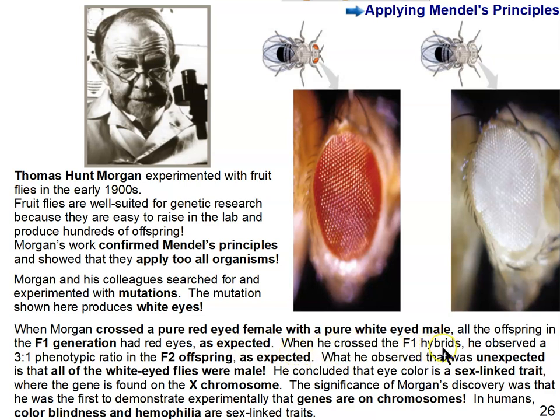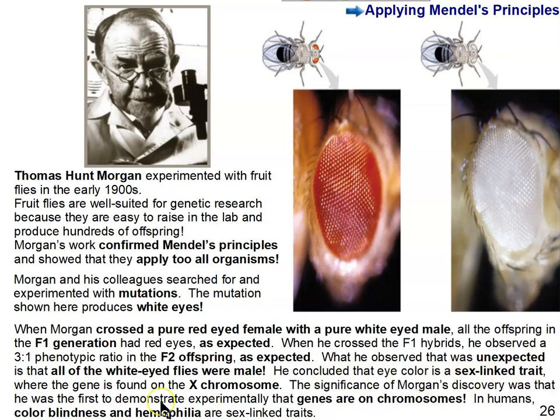When he crossed the F1 hybrids, he observed a 3-to-1 phenotypic ratio in the F2 offspring, which is also expected. That's the same thing that Mendel always saw. What was unexpected, though, is that when he took a closer look, he realized that all of the white-eyed flies were male, just like the one that he had found in the first place. All the white-eyed flies were male. He was able to conclude from that that eye color is a sex-linked trait.